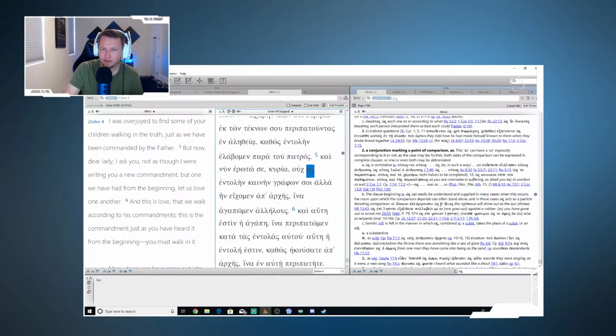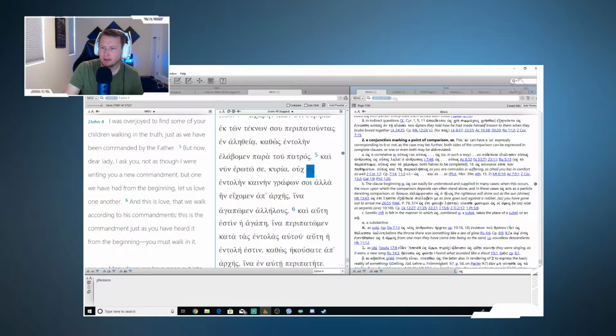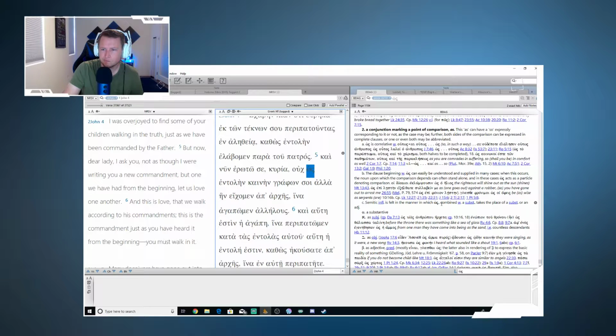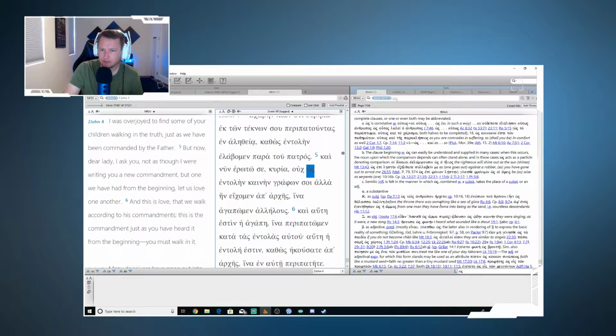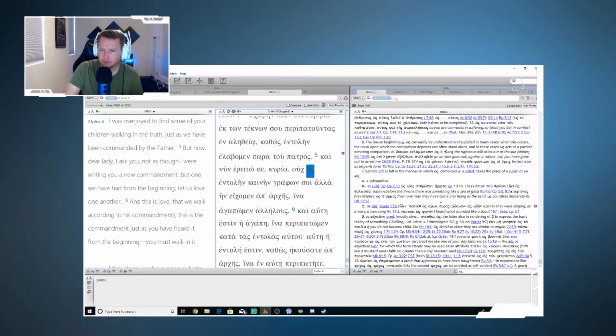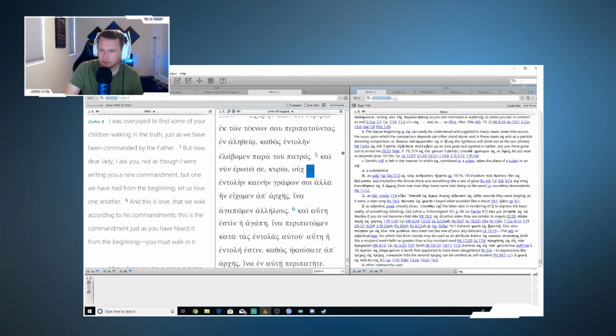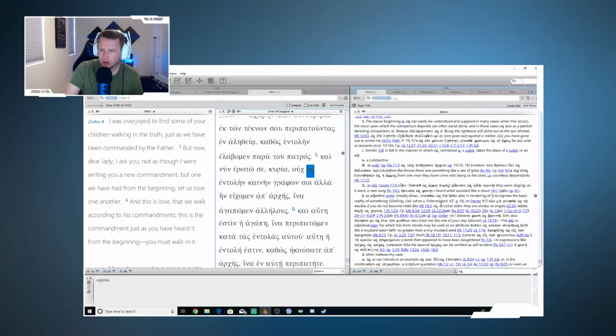A conjunction marking a point of comparison. This as can have a so expressly corresponding to it or not, as the case may be. Further, both sides of the comparison can be expressed in complete clauses, or one or even both may be abbreviated. The clause beginning with hOs can easily be understood and supplied in many cases. When this occurs, the noun upon which the comparison depends can often stand alone, and in these cases, hOs acts as a particle denoting comparison. Okay.